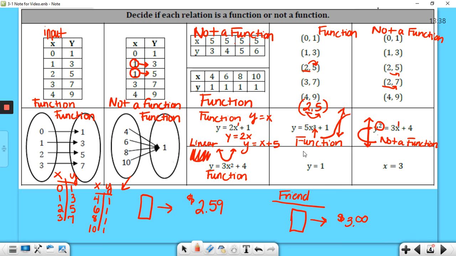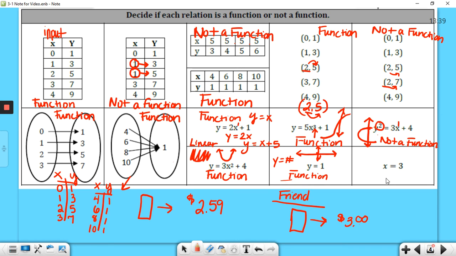y equals 1 is actually a horizontal line. So we'll go ahead and draw this because you're going to have to know this. And a horizontal line would pass the vertical line test because we drew a vertical line and it only crossed it once. So anytime you have y equals a number, it's going to be a function. Notice there's no x in this one. It's just y equals some number. It can be any number you want. But that would make a horizontal line, and that is a function. Notice most everything we've talked about so far has been a function.